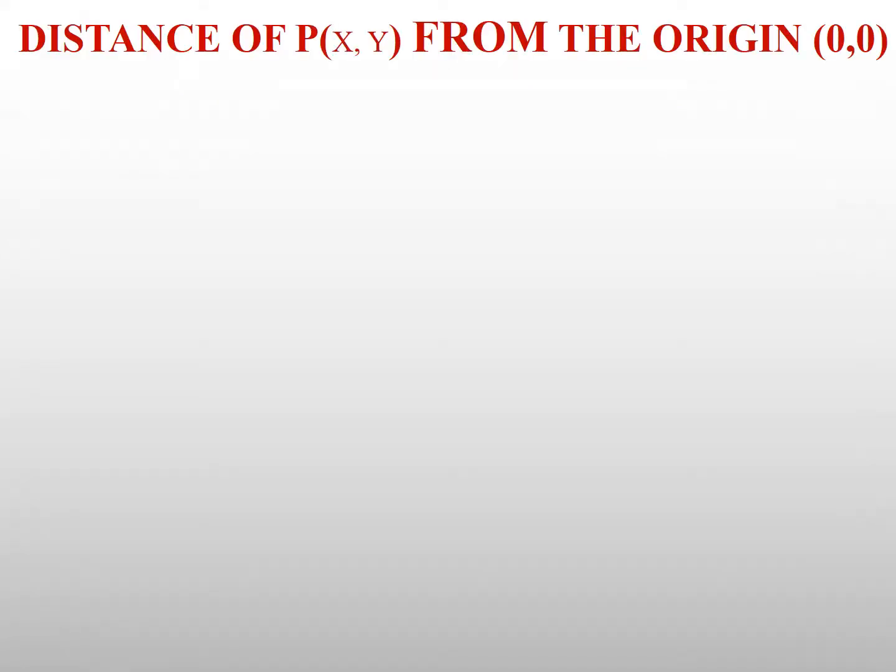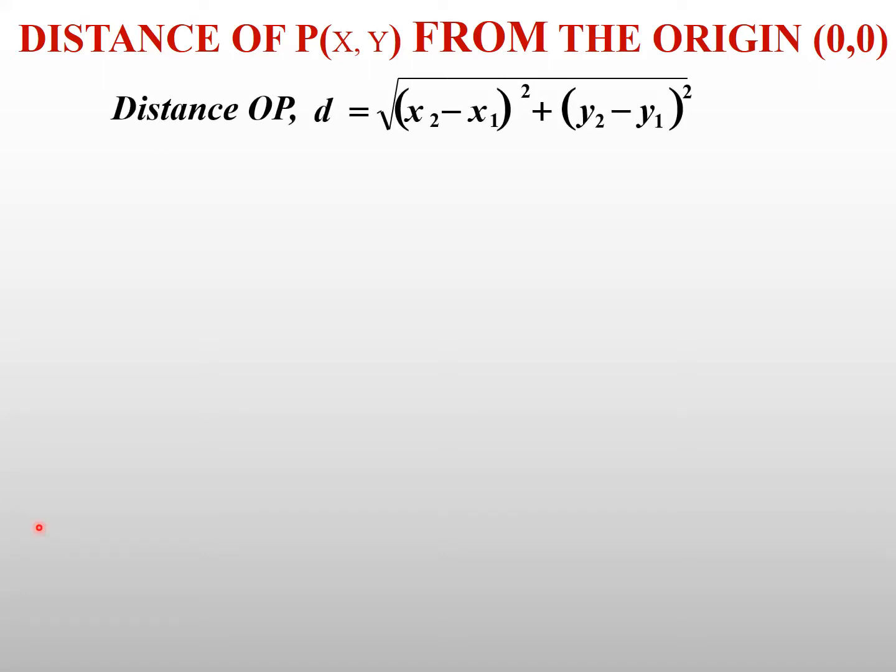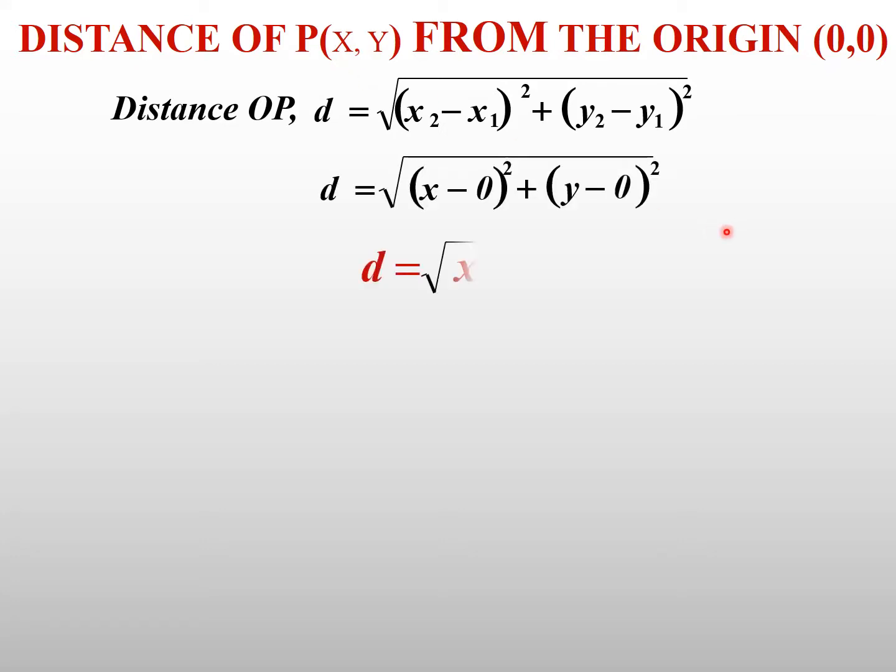Let's take a special case where we can find out the distance between P(x, y) and the origin. The coordinate of the origin being 0, 0. So we will use the distance formula for it. In this case, let us consider x1, y1 as 0, 0 and x2, y2 as x, y. If you put the following values over here, then we can finally solve it to root over of x square plus y square. This is the general formula for finding out the distance of a point from the origin.